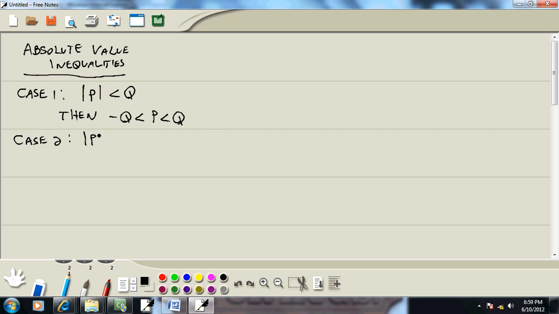And we have our second case. If the absolute value is greater than something, then you're going to have P is less than negative Q, or P is greater than Q. Now that or does not mean you can choose one or the other. You have to have both of these, and then you solve both of them down separately.